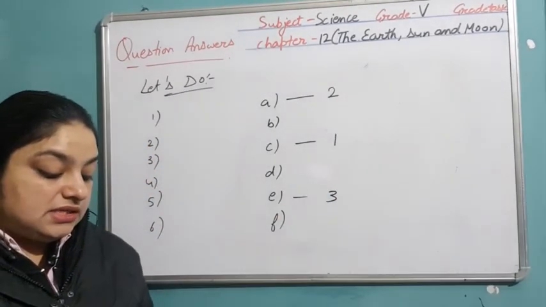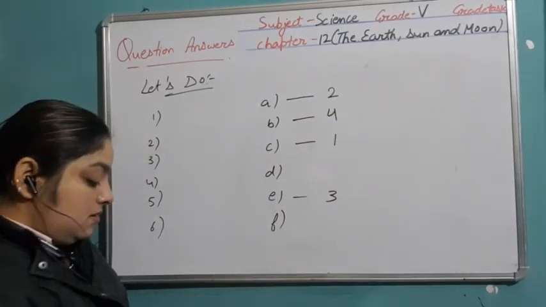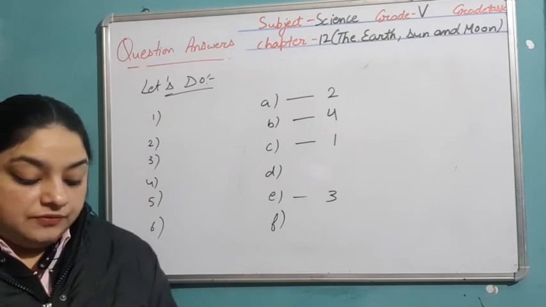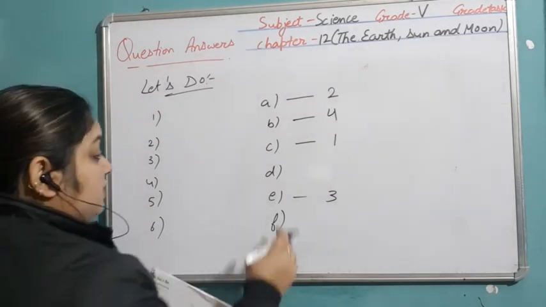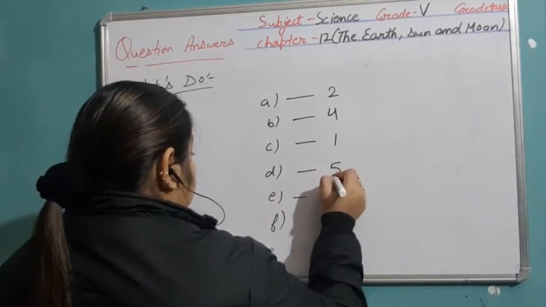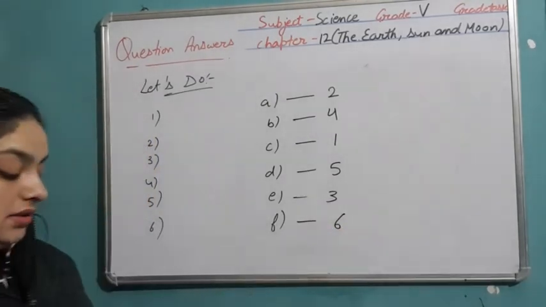Fourth, craters. These are hollows on the surface of the moon. So in front of B. Fifth is sun. It is made up of hydrogen and helium. In front of D, we'll write 5. And last one, moon, natural satellite of the earth.